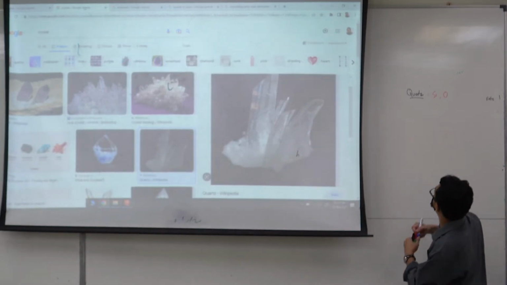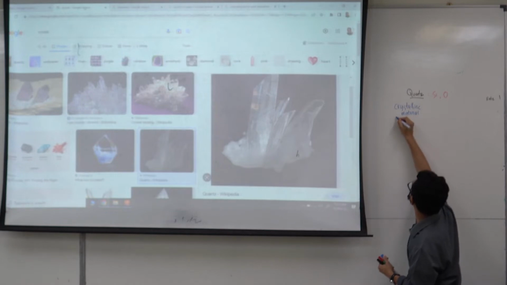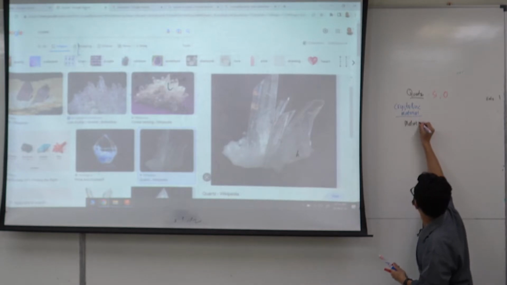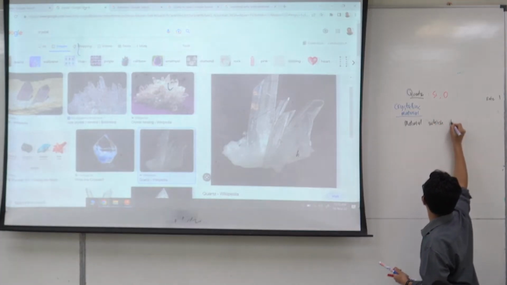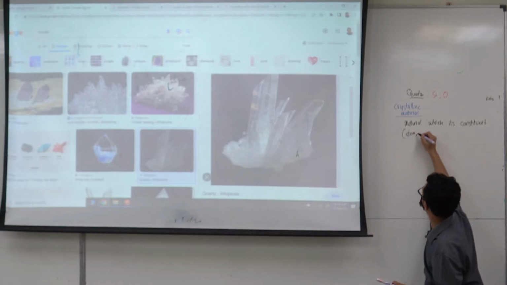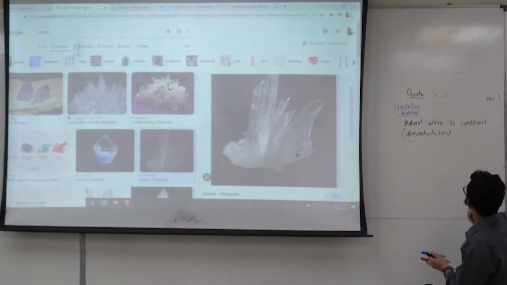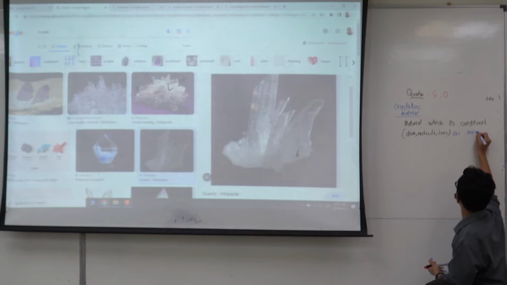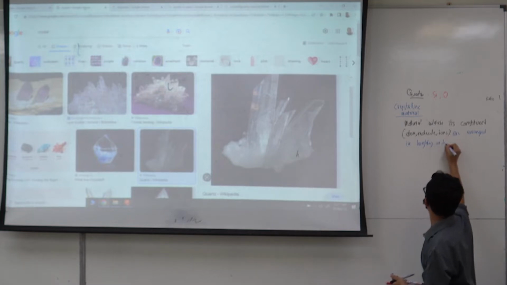Okay, crystalline material, the definition of crystalline material. Crystalline material is basically a material whose constituents, either the atoms or molecules or the ions, I'm not sure which is the constituent material, are arranged in a highly ordered manner.